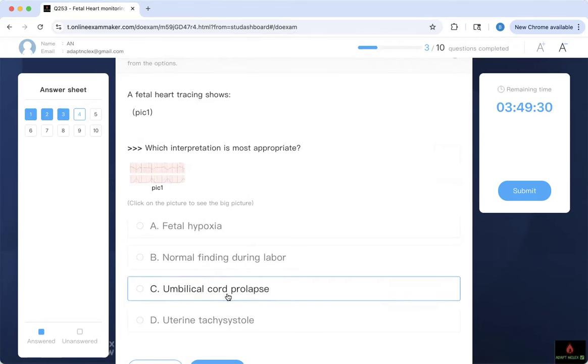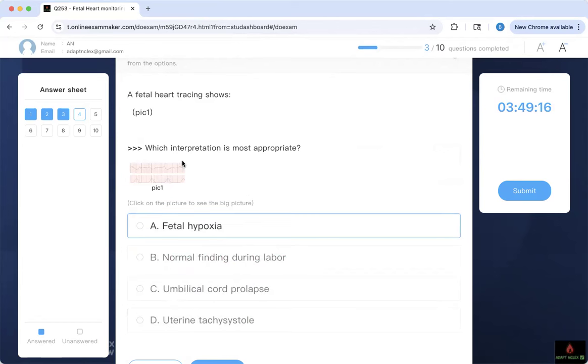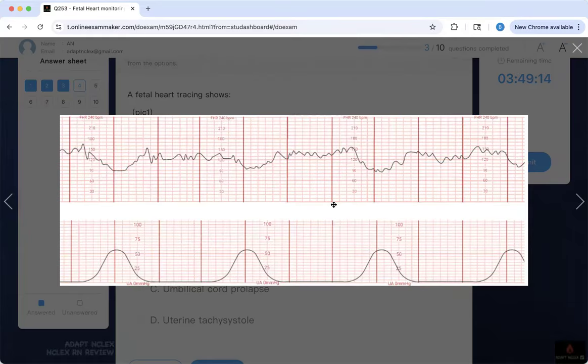Umbilical cord prolapse, what should I see? And uterine tachysystole, what should I see? It's the same thing. You have bradycardia on the EKG, you have tachycardia on the EKG, you have SVT. Therefore, I want you to write it down. When I see fetal hypoxia, what should I see? So this is what we have.